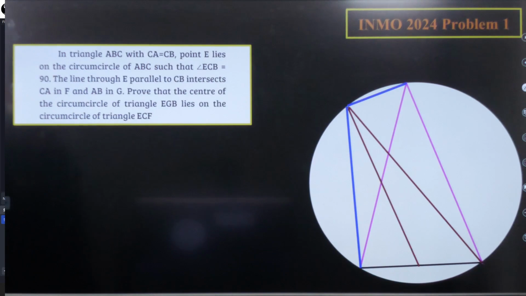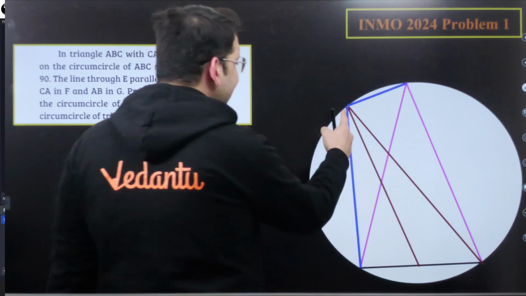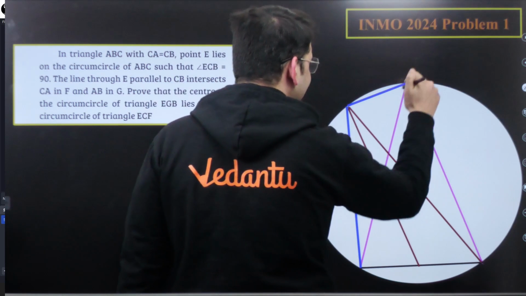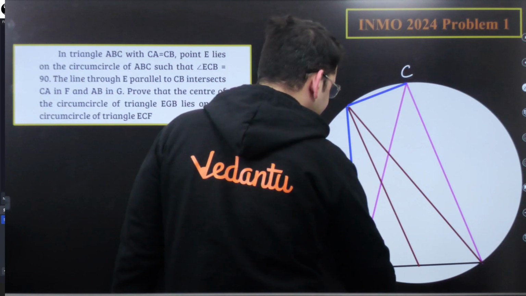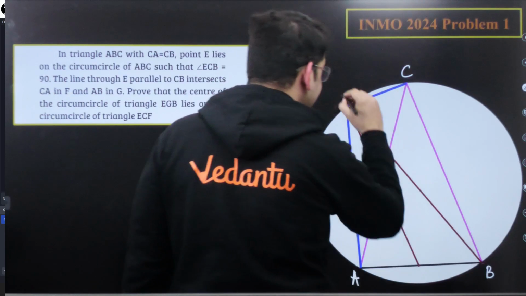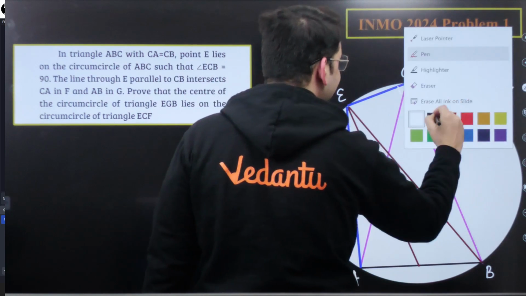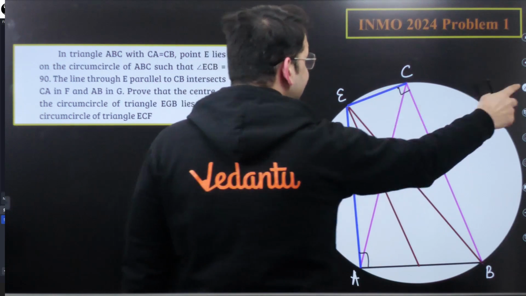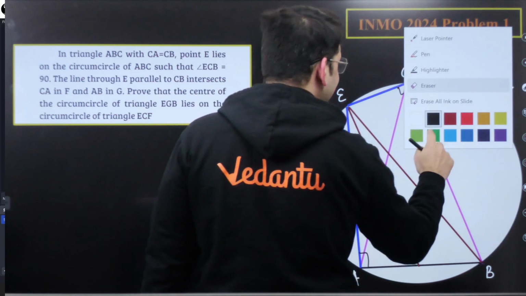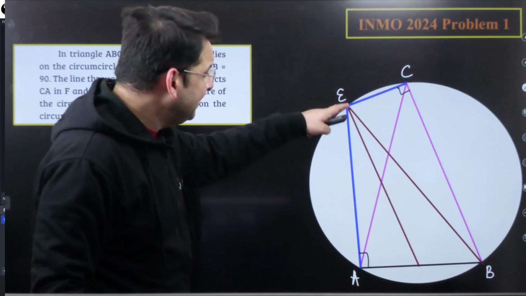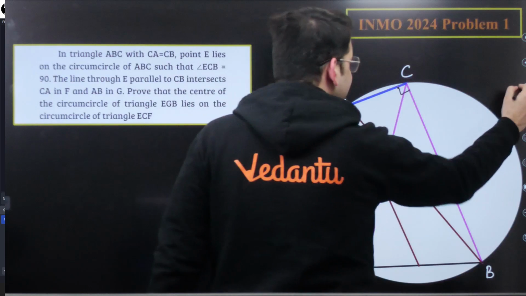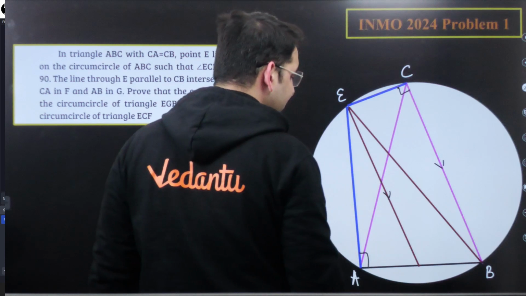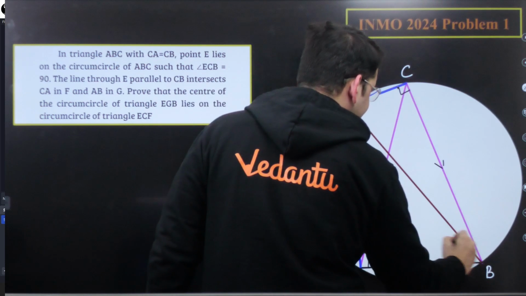Alright, so now what is happening? From E we draw a line. Again I'm writing the points: this is C, this is A, this is B, this is E. This angle is 90 degrees. This angle is 90 degrees. And EB is clearly the diameter. Now what is happening? From E we are drawing a line parallel to CB. This line is going to be parallel to this line. Now clearly this angle was theta, this angle was theta.